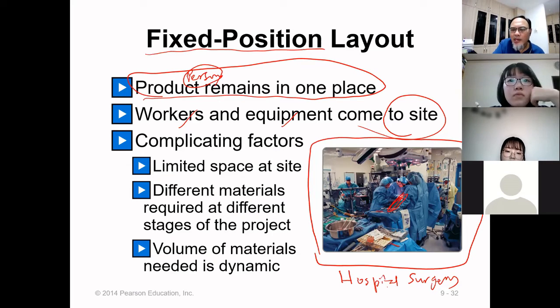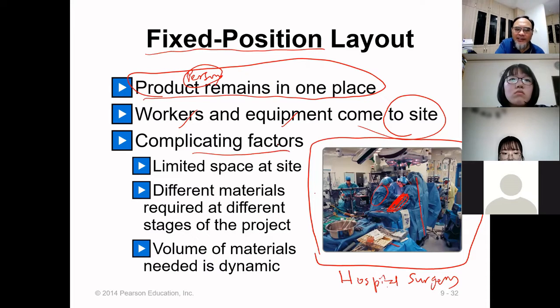So the patient is the product. All the workers, all the employees come to the site. That means they come to the product to do the operation. So this is fixed position layout. You cannot let the product flow. This is a fixed position.